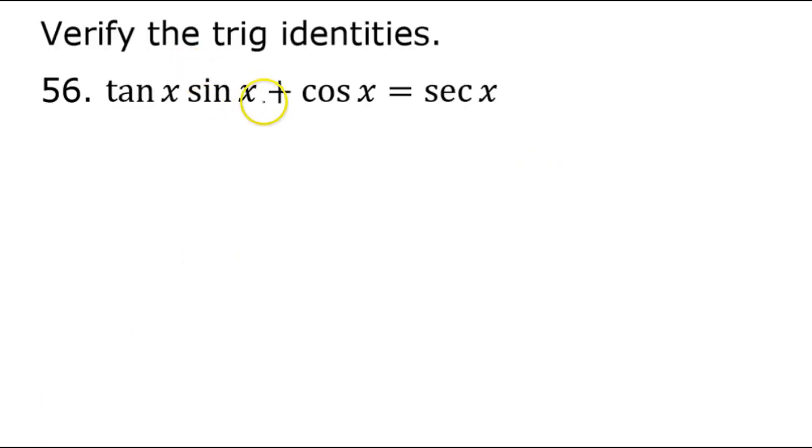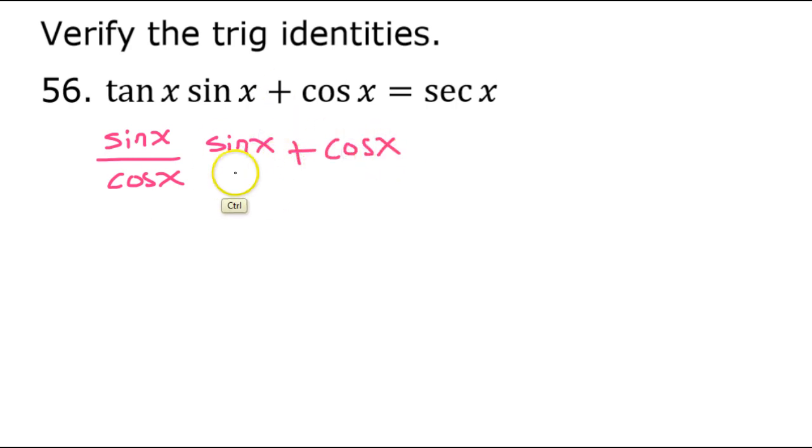When you verify a trig identity, it's important to stick to one side of the equation and make it look like the other side without ever modifying the other side. So usually we will pick the more complicated looking side to work with. So I'm going to pick this side. Our most common technique is to write everything in terms of sine and cosine. So I see the tangent, and I can certainly write that as sine x over cosine x. So this would be times sine x plus cosine x. Okay, so I've got that.